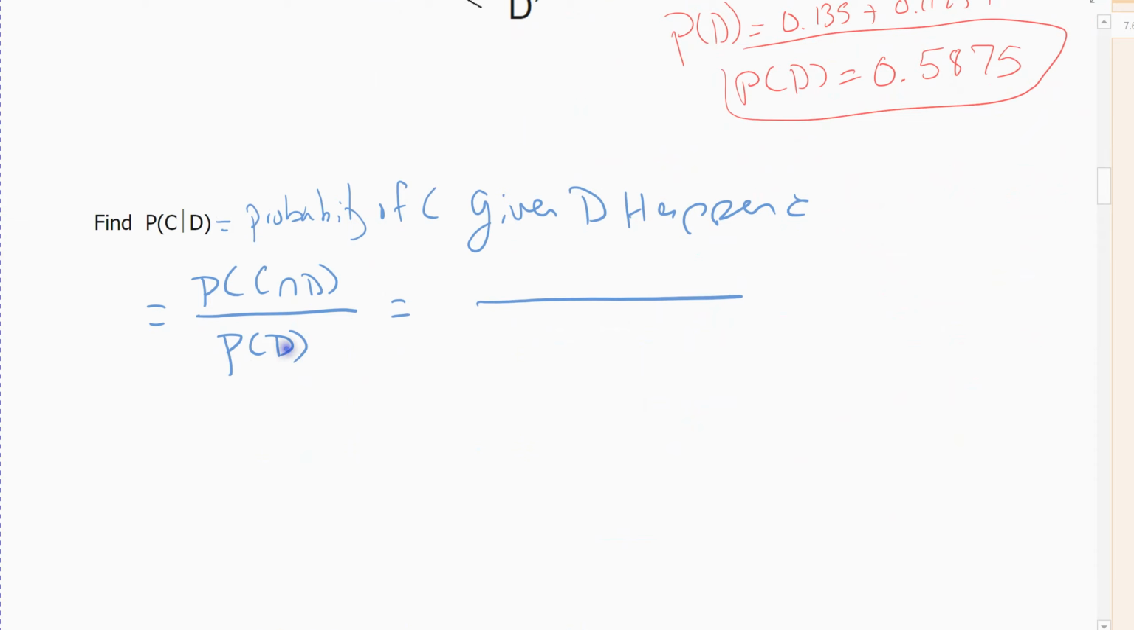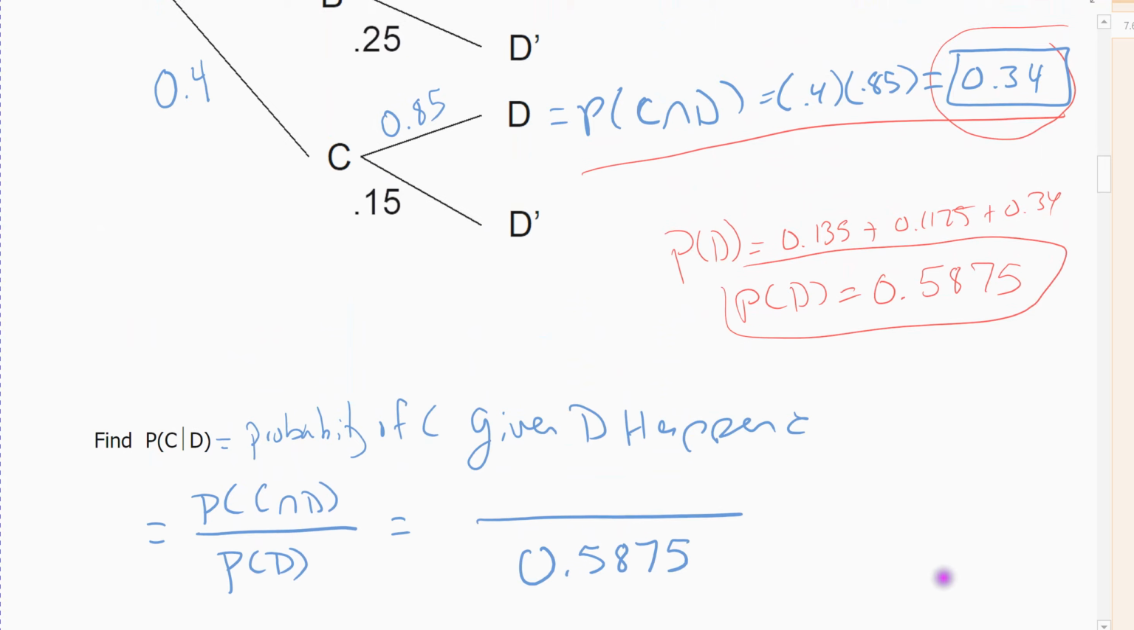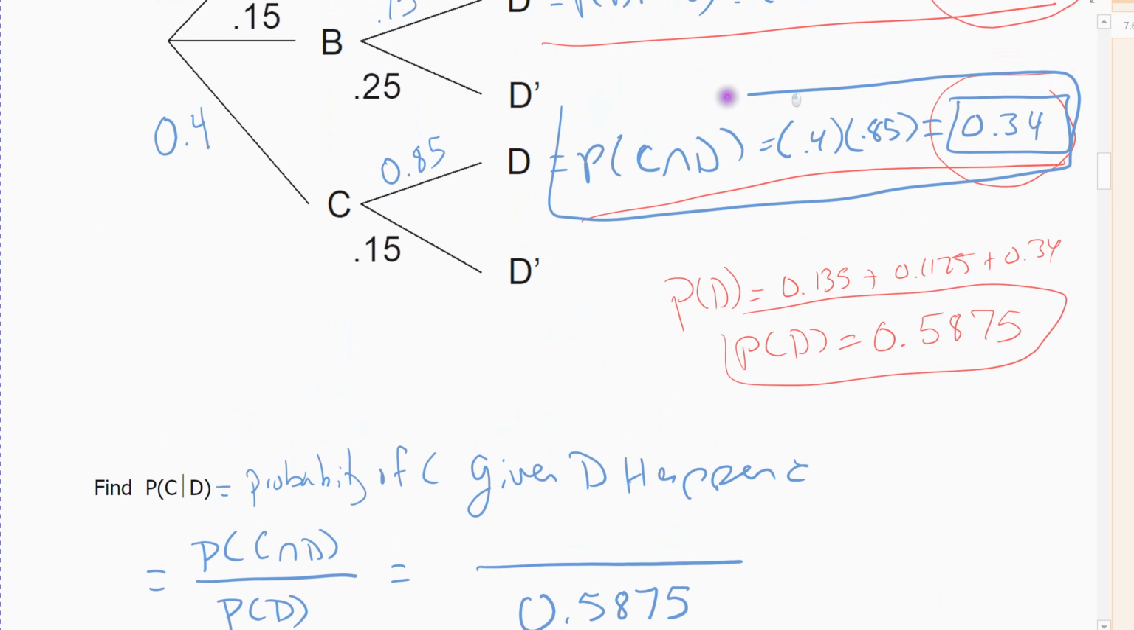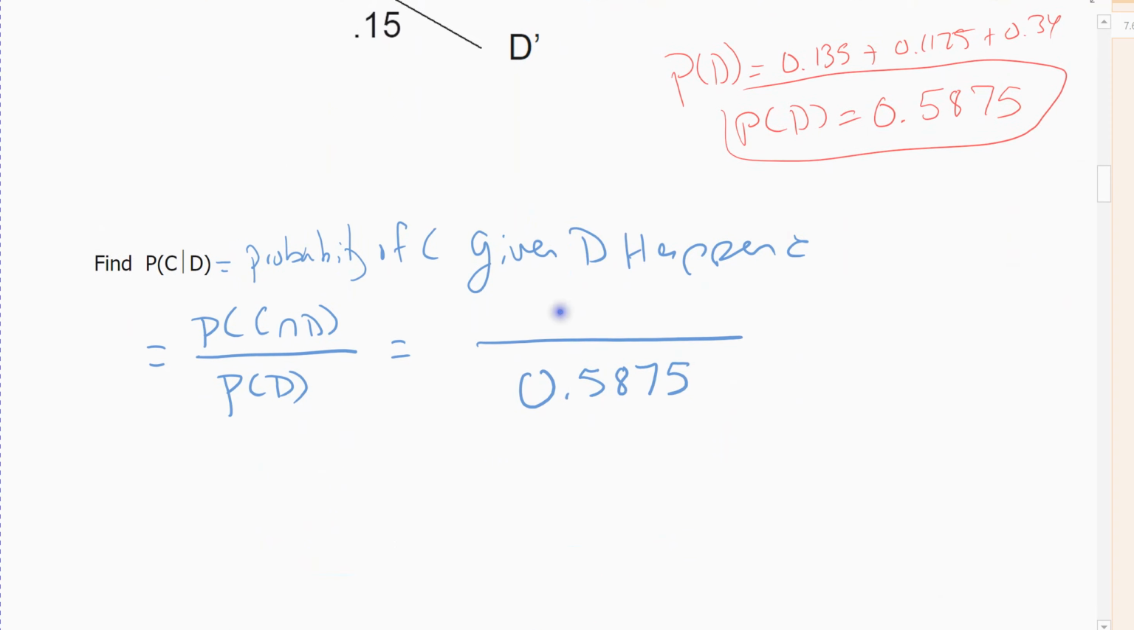Alright, so that's this bottom number, right? Probability of D occurring was 0.5875, and then up top is the case I'm interested in. So this is all of the ways D happens, right? A and D plus B and D plus C and D. Well, out of all of those ways D can occur, what's the chance that it was the C route that it took? All right, so I need my and statement for C, which means I use this one again, right? Out of all of those outcomes, 0.34 were the outcomes where C occurred. So I put 0.34 where C and D occur, and then you do the division again.